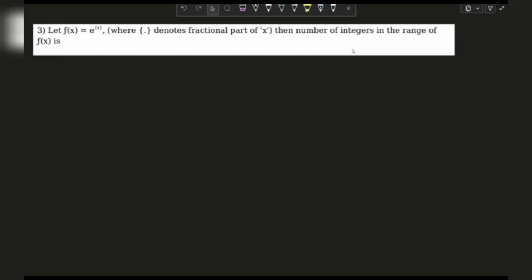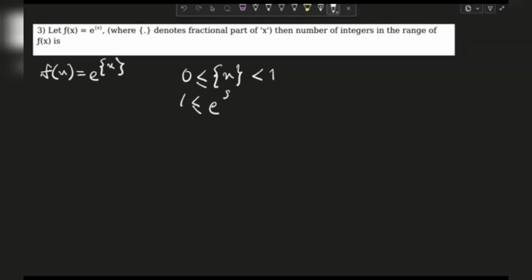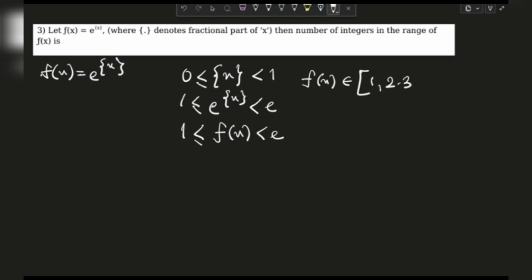This question is something that most of you can do in the click of a second. Because as we can see, we have a function f of x which is given as e power frac of x. And as we all know, frac of x lies between 0 and 1 always, right? So if we put e powers on both sides, 1 less than or equal to e power frac of x less than e, or we can write 1 less than or equal to f of x less than e. Basically f of x lies between 1 and 2.3. So we have to find the number of integers in the range of f of x. So basically we have two integers, 1 and 2, so your answer is 2.